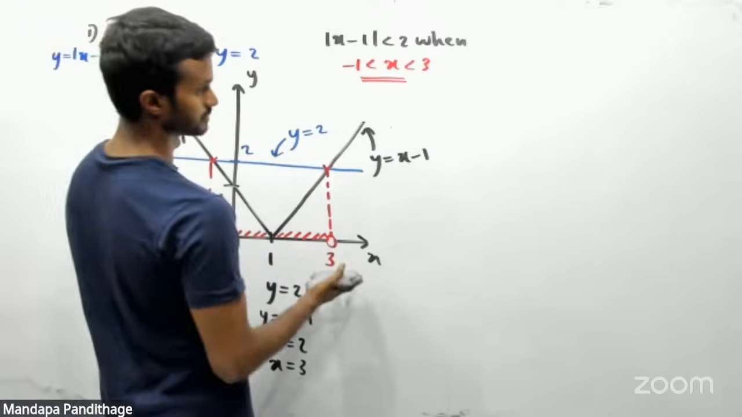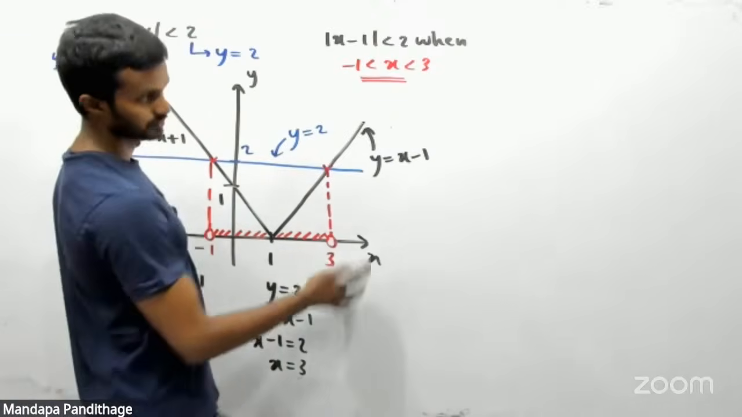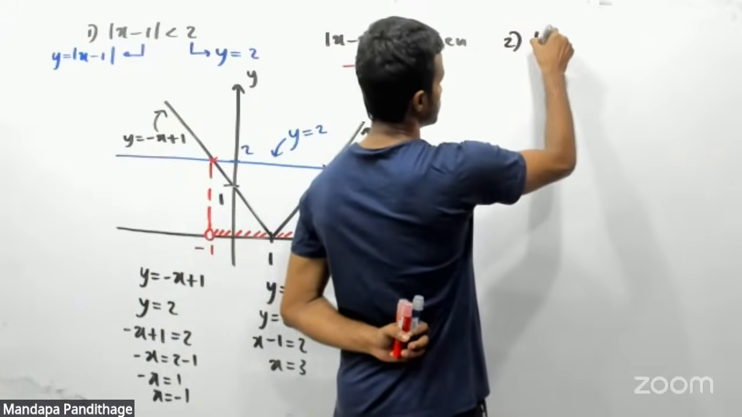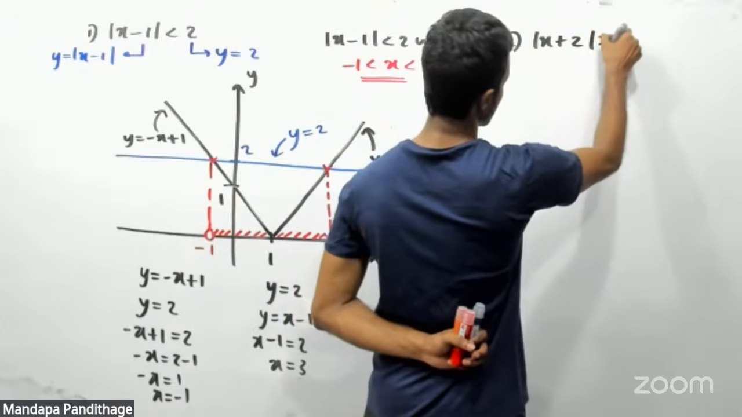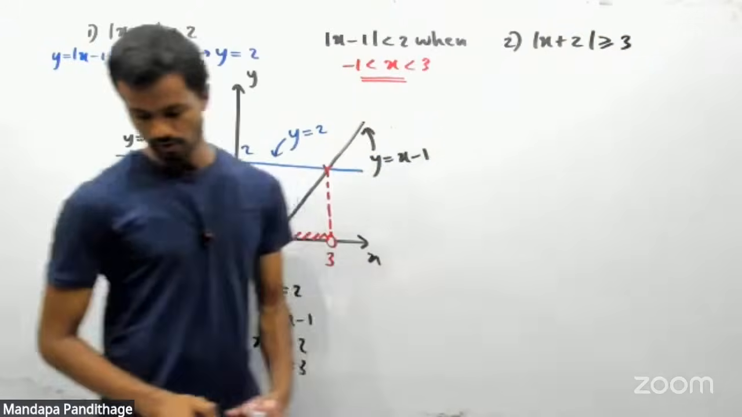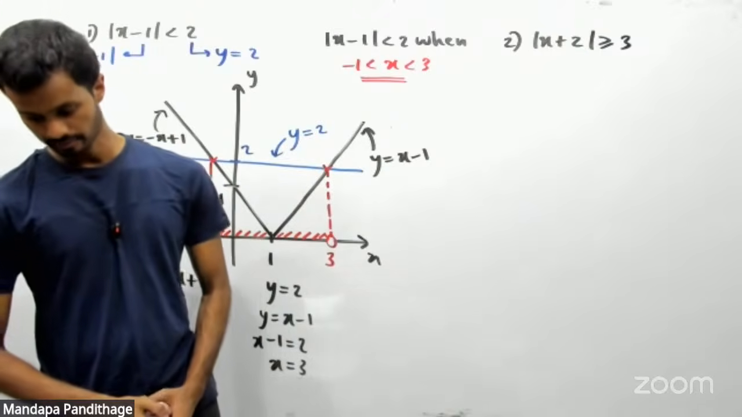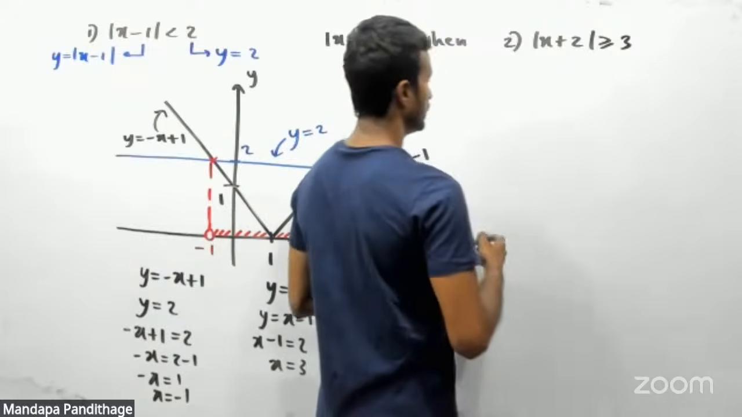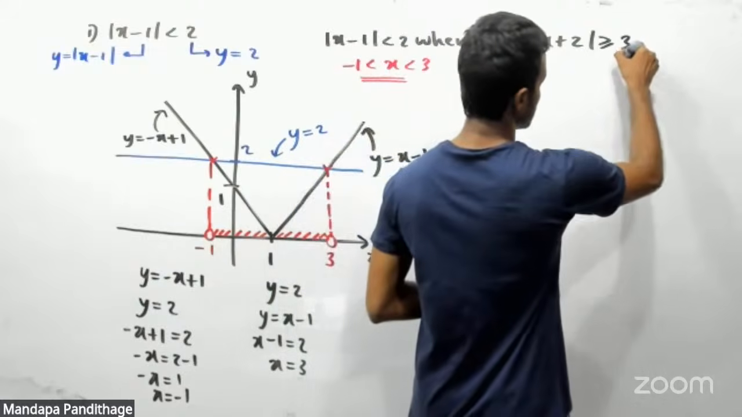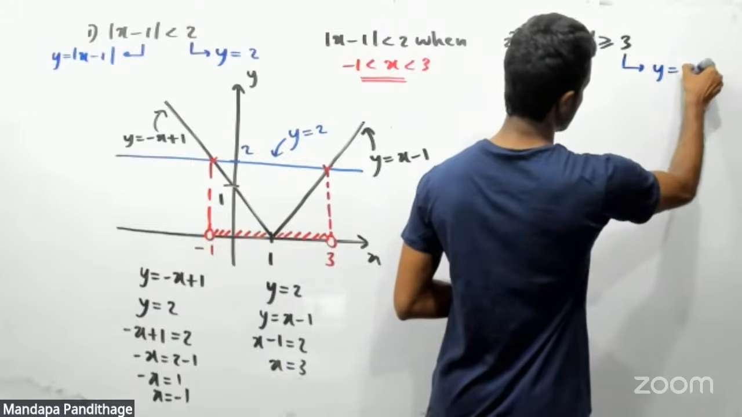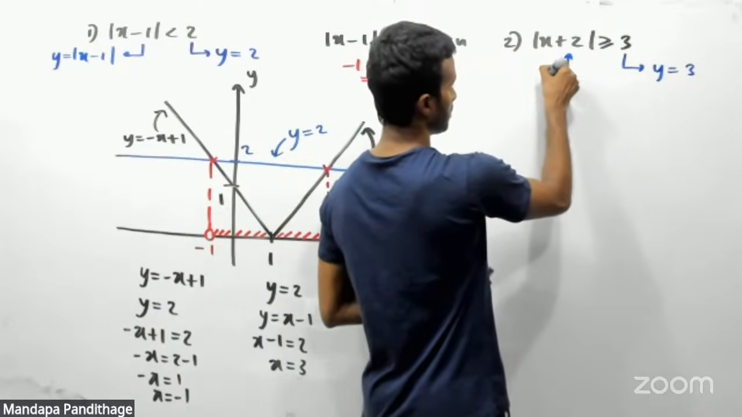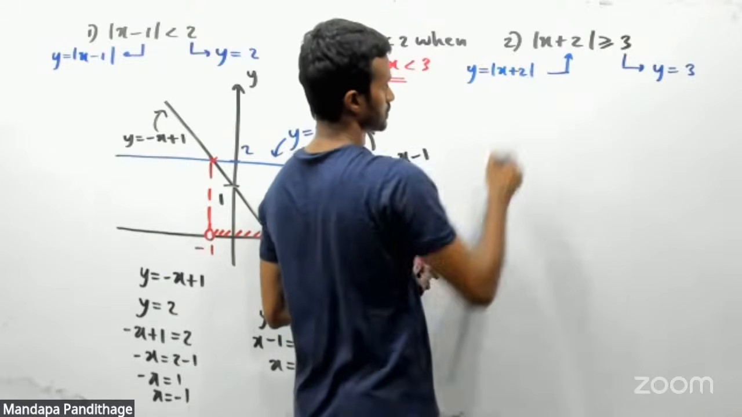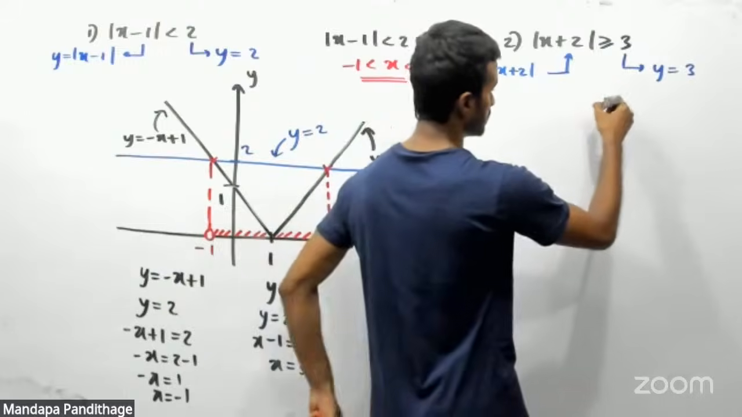The next one is, I'll do it here, modulus of x plus 2 is greater than or equal to 3. Modulus of x plus 2 is greater than or equal to 3. Clear? Okay. So here, what are the two functions that you have to draw? y equals 3 and y equals modulus x plus 2.